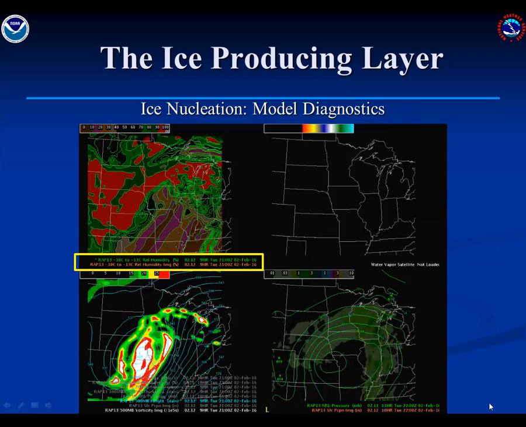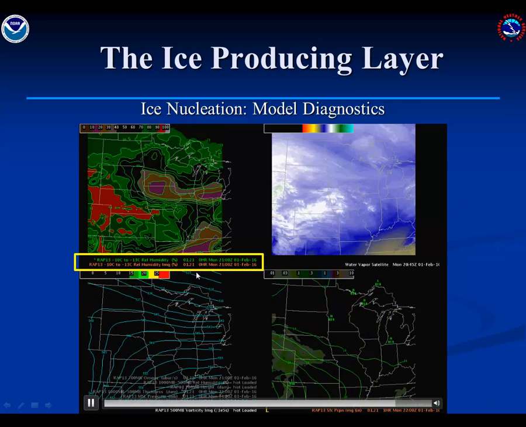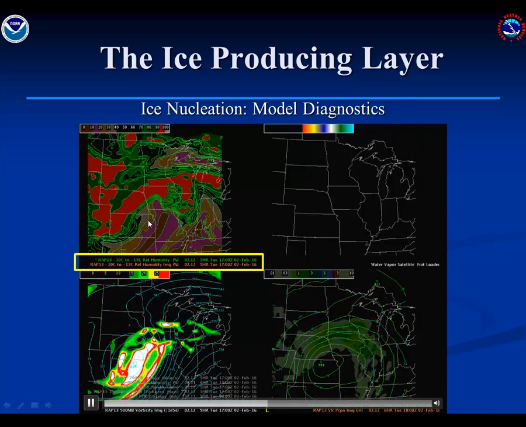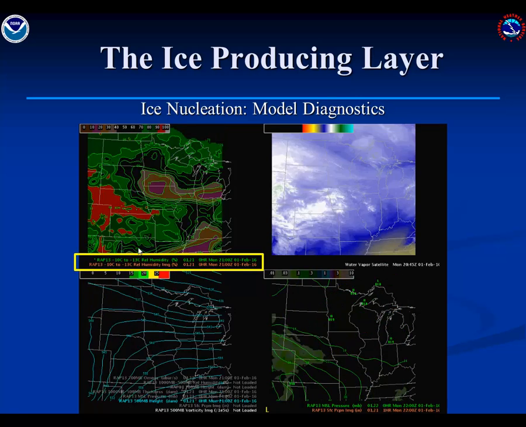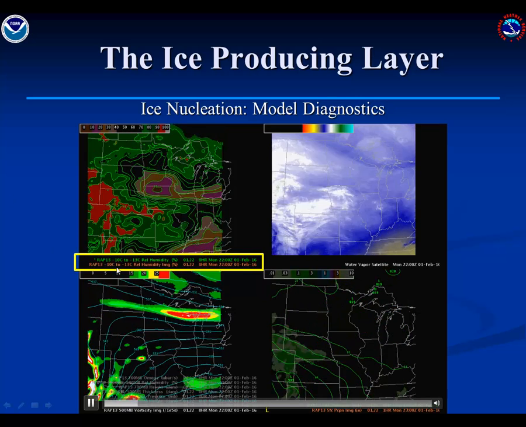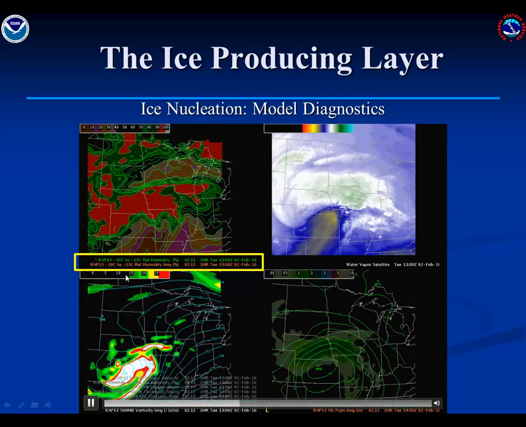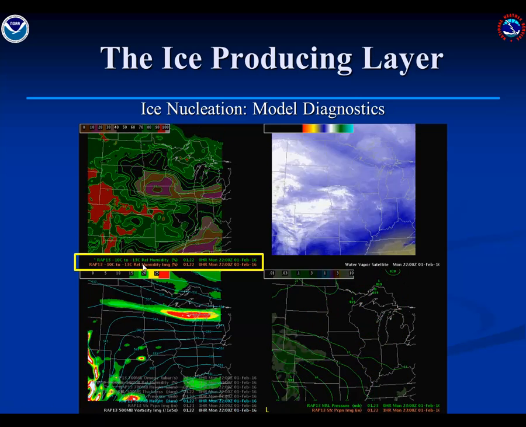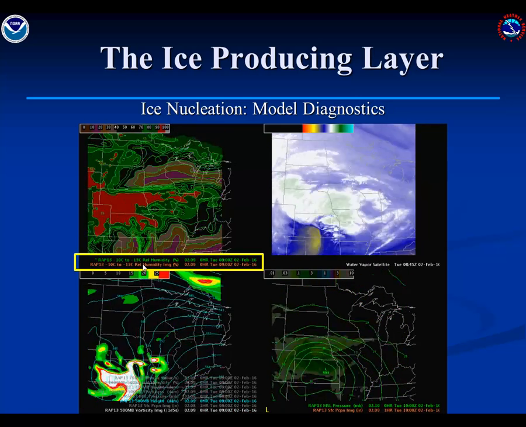As a forecaster, here's one diagnostic I like to use. In this case, in the upper left, we're looking at the RAP -10 to -13 Celsius relative humidity. So we're looking at that layer where our probabilities are increasing from about 50 to 80% of having ice initiated within a saturated layer.